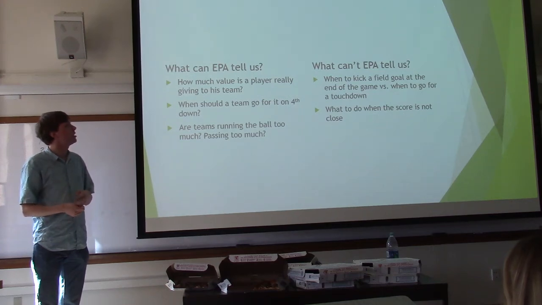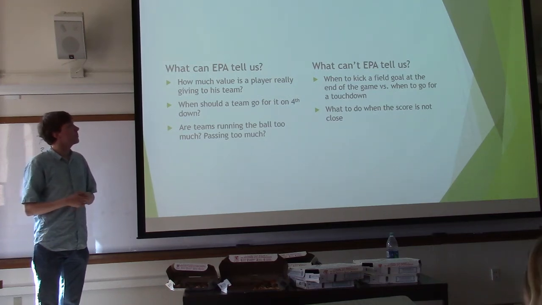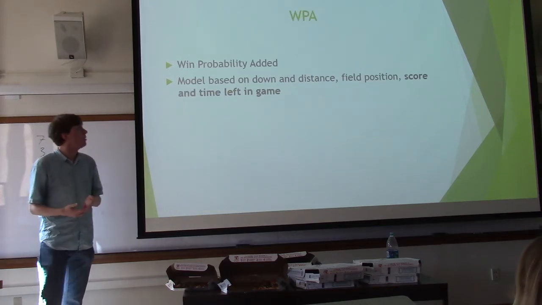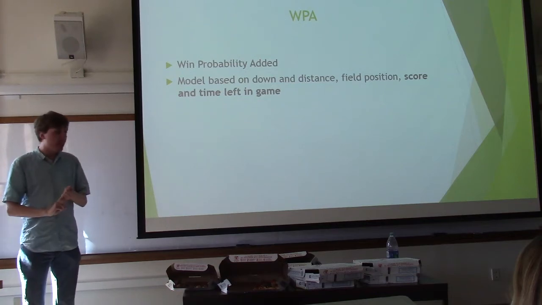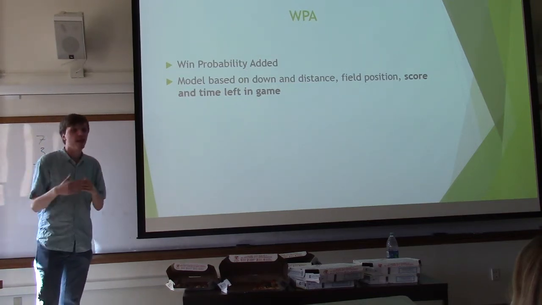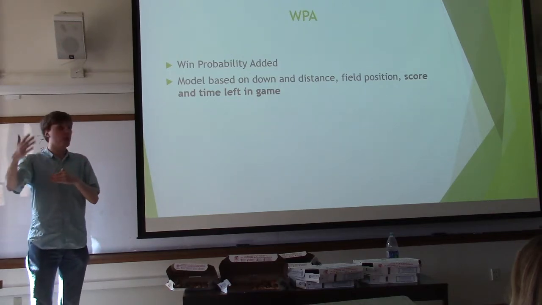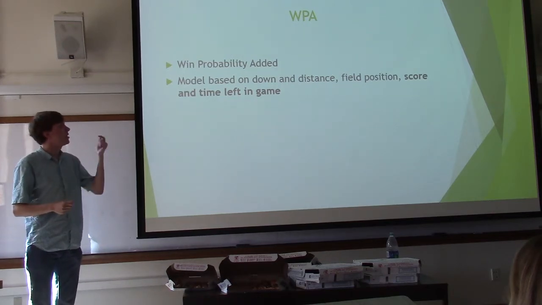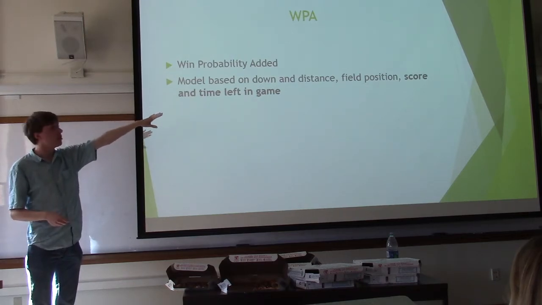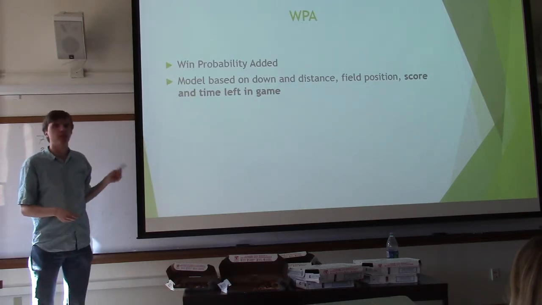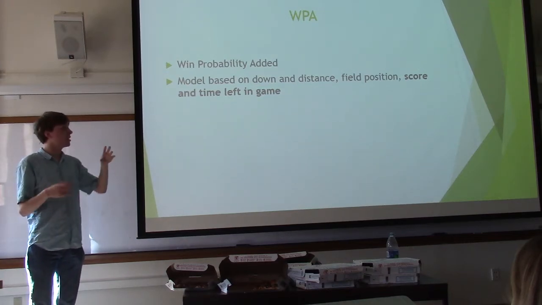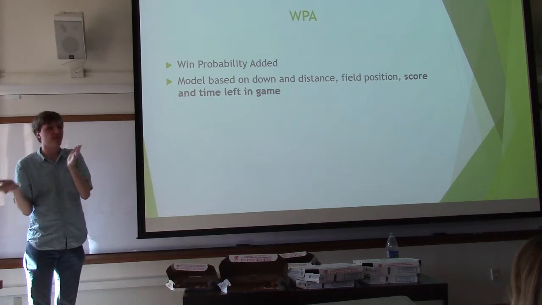So that brings us to the next slide. The other model is WPA, win probability added. WPA is a model that basically is trying to approximate how much win probability each play added. It's a model based on down and distance and field position, so basically all the same as EPA. But then it's also based on score and how much time is left in the game. And also, I didn't write this because it's kind of a side thing, the number of timeouts each team has.